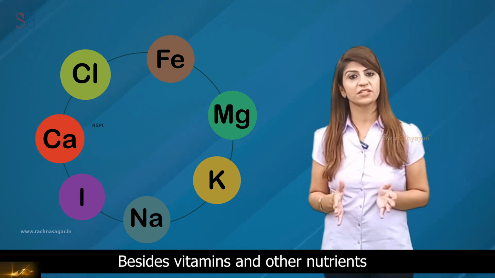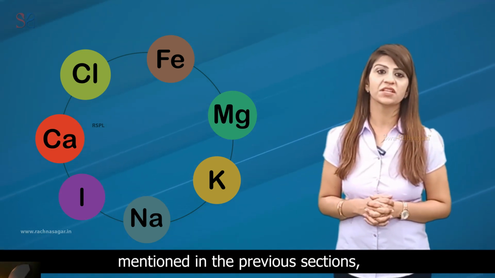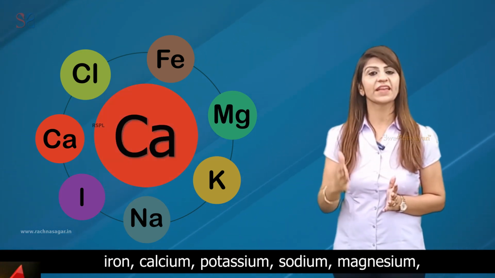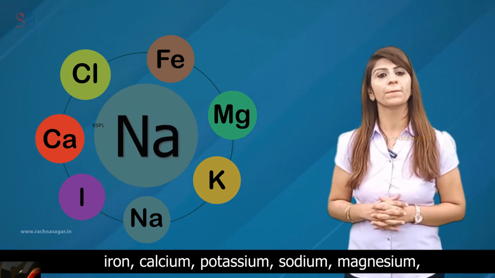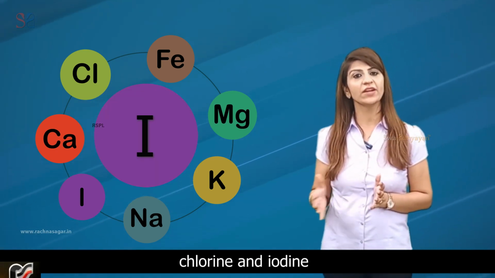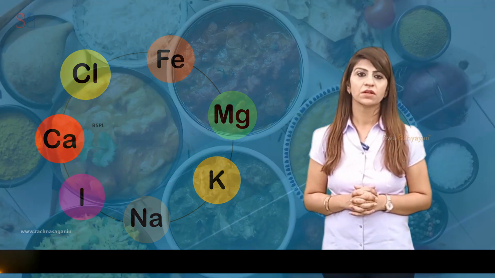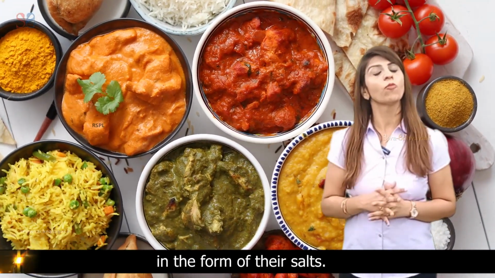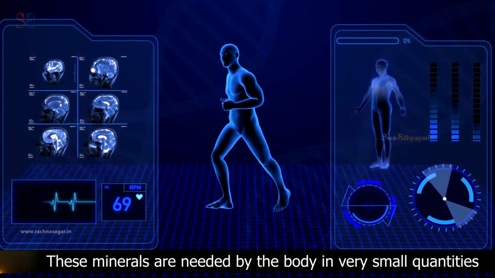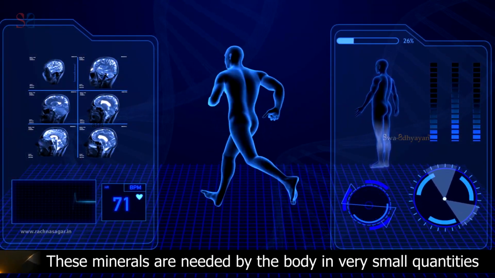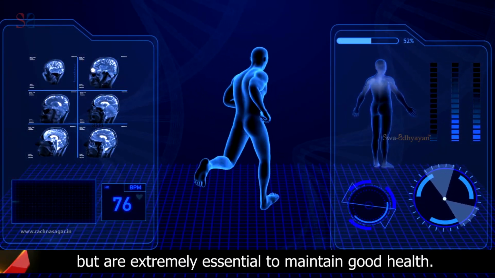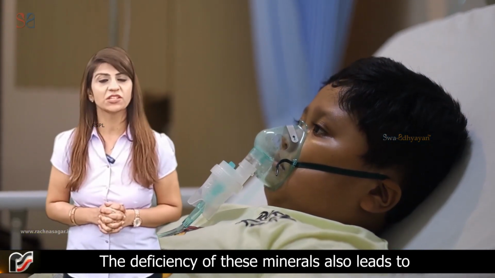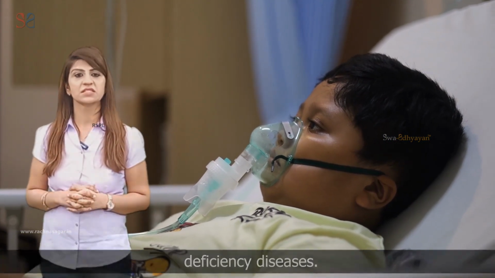Minerals. Besides vitamins and other nutrients mentioned in the previous sections, our body also requires some elements like iron, calcium, potassium, sodium, magnesium, chlorine and iodine for proper growth and functioning. These are called minerals and are found in different foods in the form of their salts. These minerals are needed by the body in very small quantities but are extremely essential to maintain good health. The deficiency of these minerals also leads to deficiency diseases.